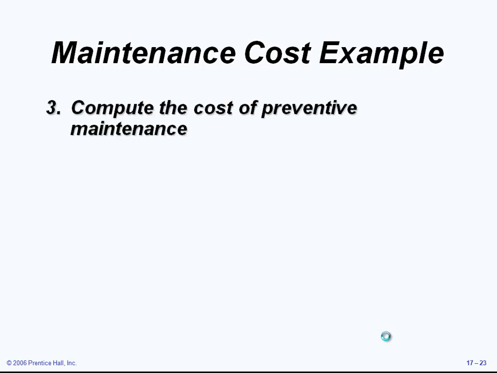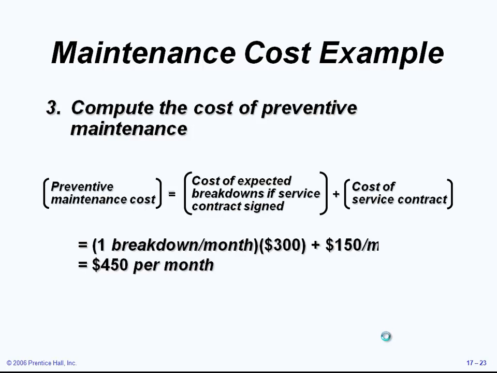Now we compute the cost of preventive maintenance, which will equal the cost of expected breakdowns if the service contract is signed, plus the cost of the service contract itself, which will equal 300 plus 150, and that's $450. Compared to the $480, the decision should be to hire a service firm to maintain the machines.